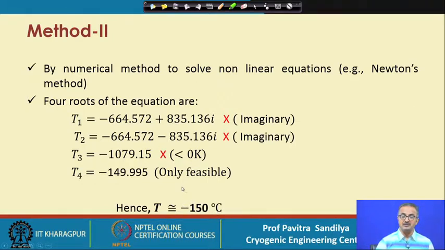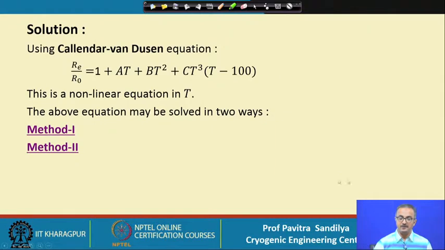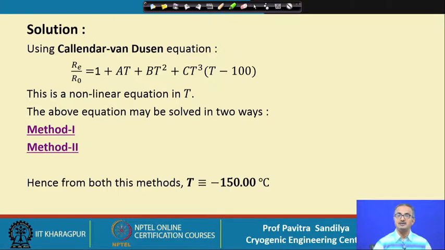So, we see that by adopting 2 different methods, we can arrive at the same value of the temperature. This tells us that our actual solution does not depend, or must not depend, on the type of technique we are using to solve these nonlinear expressions. So, with this we find that the temperature of the natural gas is minus 150 degrees centigrade.